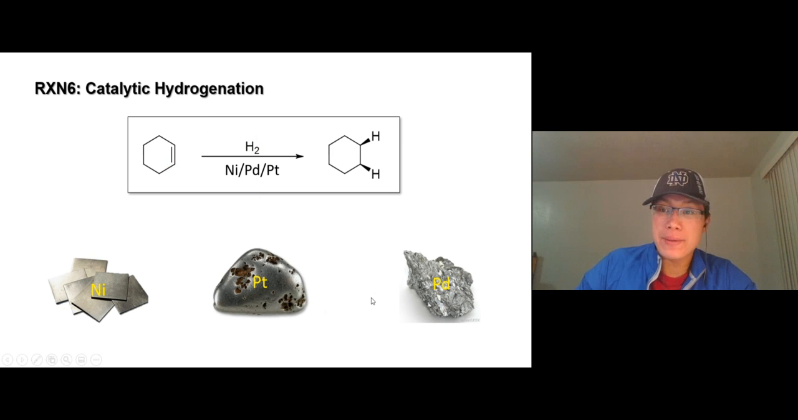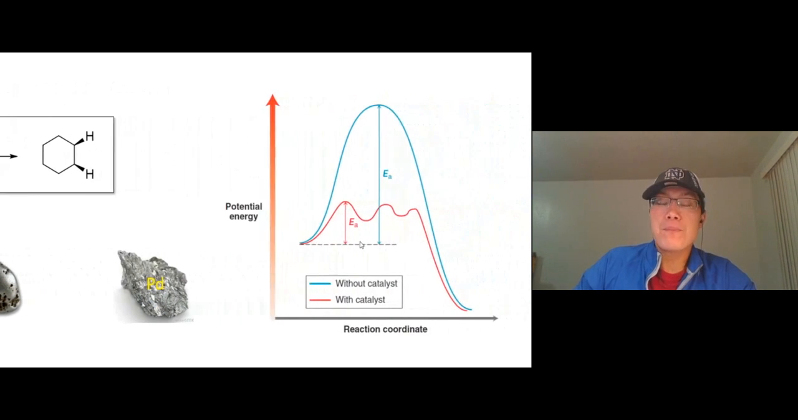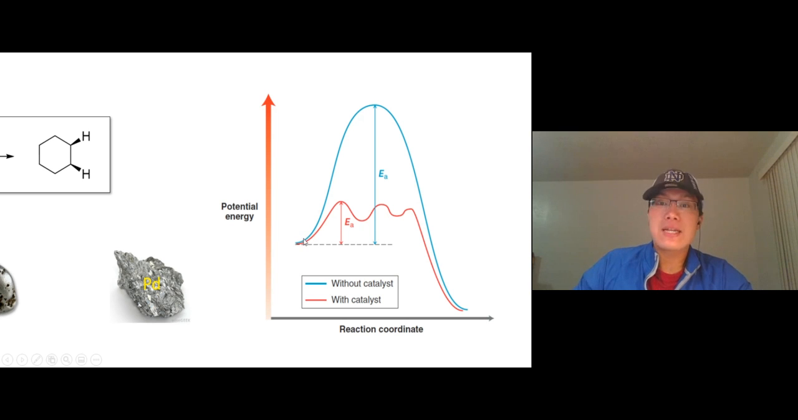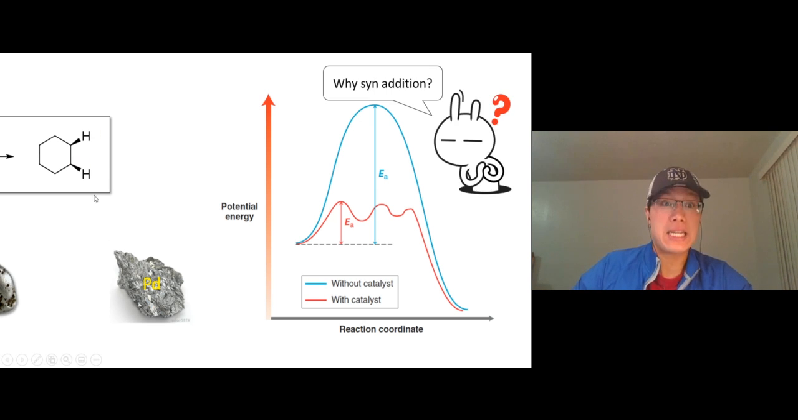And the reason we add this is because it acts like a catalyst. Without this catalyst, the activation energy of this reaction is way up high. Adding a catalyst will lower the activation energy, and this reaction can occur at a faster rate. Notice that the two hydrogen atoms are added on the same side. That's a syn addition. You need to be able to explain again why syn addition, how each reaction works. That's all you should be able to explain.